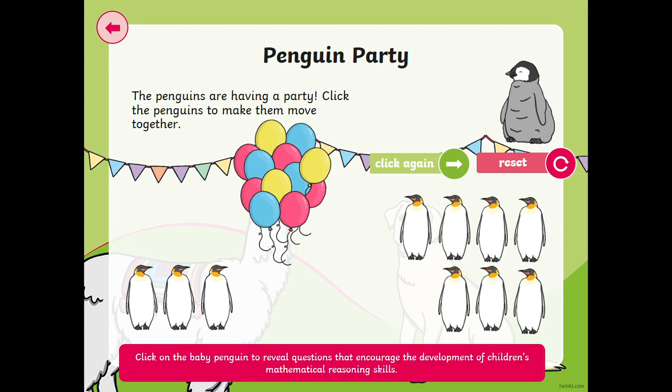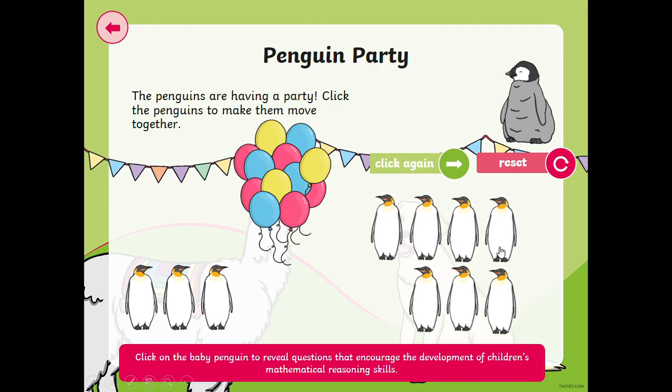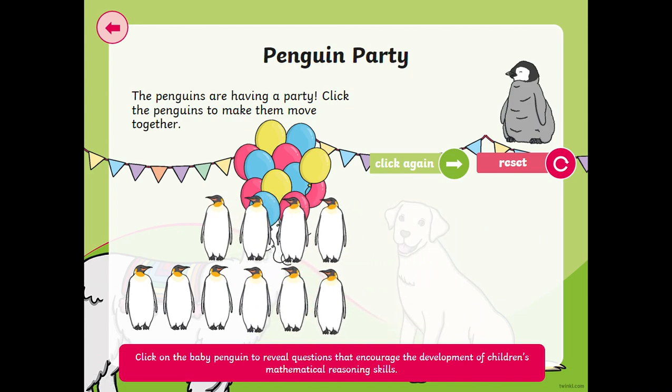Penguins party. The penguins are having a party. Click on the penguins to make them move together. How many penguins are there all together? Well done, there is 10.